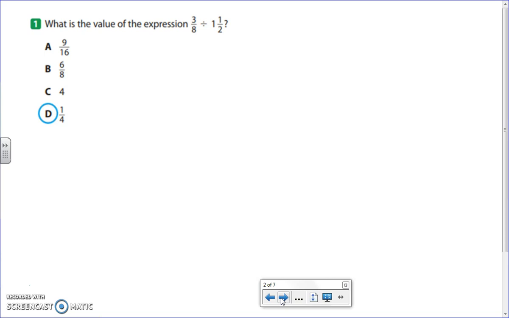The first problem says, what is the value of the expression 3/8 divided by 1 1/2? This would be a classic keep, change, flip method problem. We can really only use the double number line and model well if the first number is bigger than the second number. It's really only effective for that. And in this case, 3/8 is smaller than 1 1/2. So when I notice the mixed number, that's one of the important parts there.